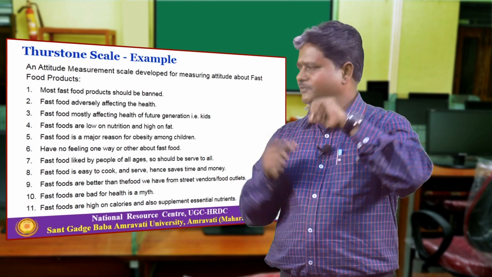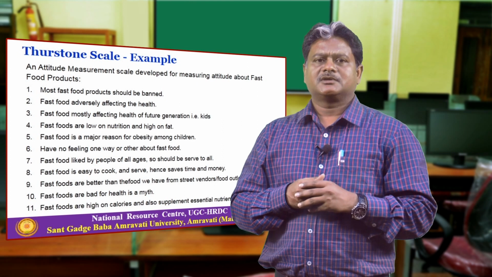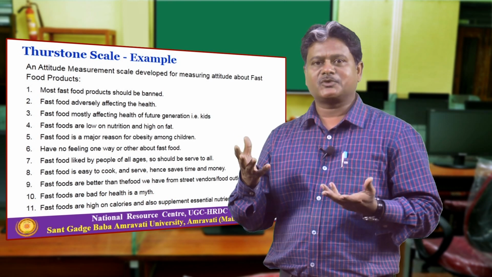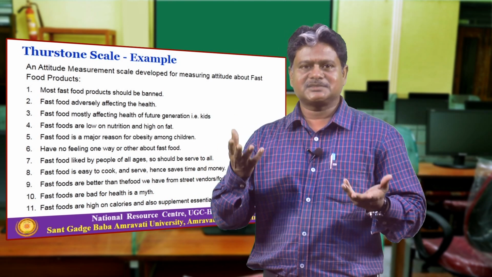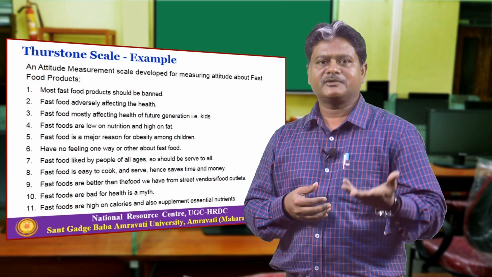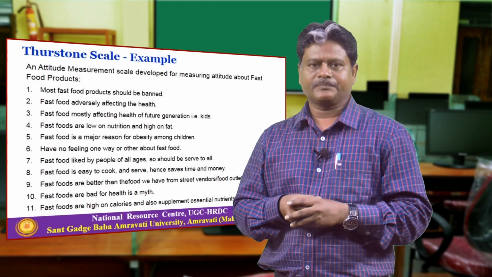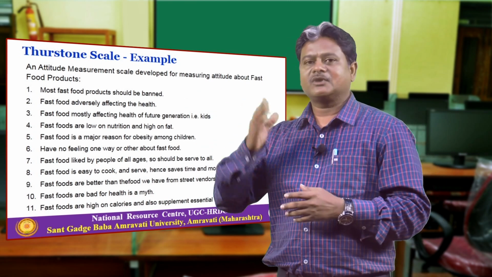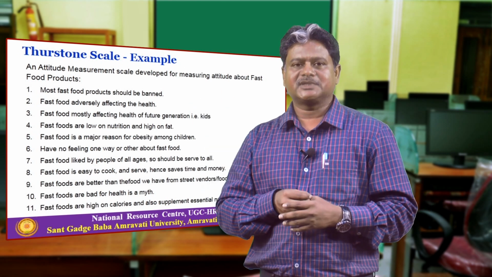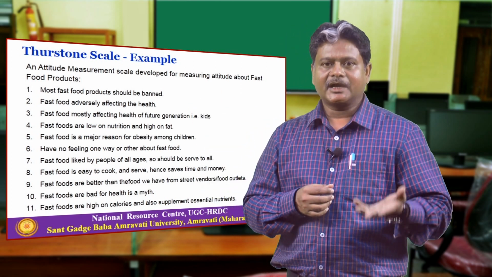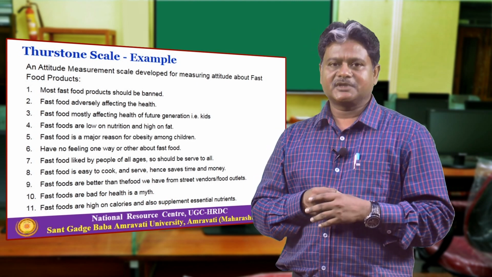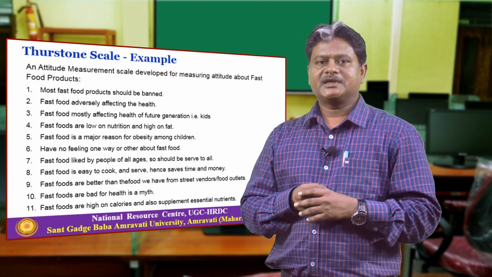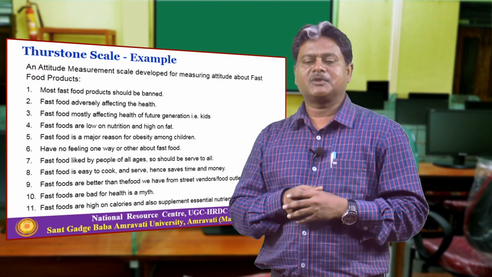You can see the first statement is the most unfavorable statement: most fast food products should be banned. I feel this is the most negative or unfavorable statement about fast food as a product. If you see statement number 11, it talks about some positive or favorable qualities of fast food: fast foods are high on calories and also supplement essential nutrients. And again you can see statement number 6: I have no feeling one way or the other about fast food.